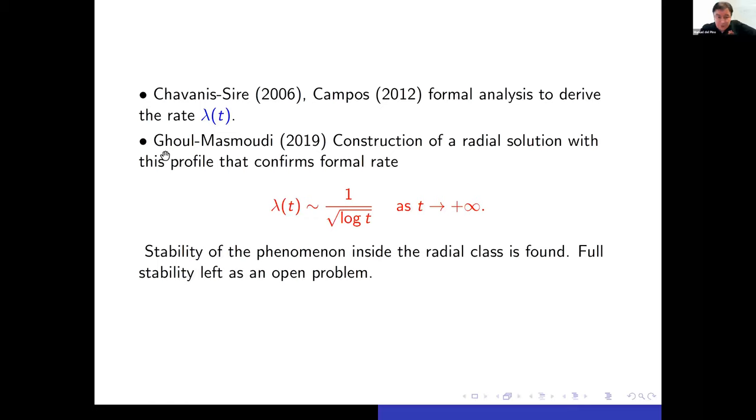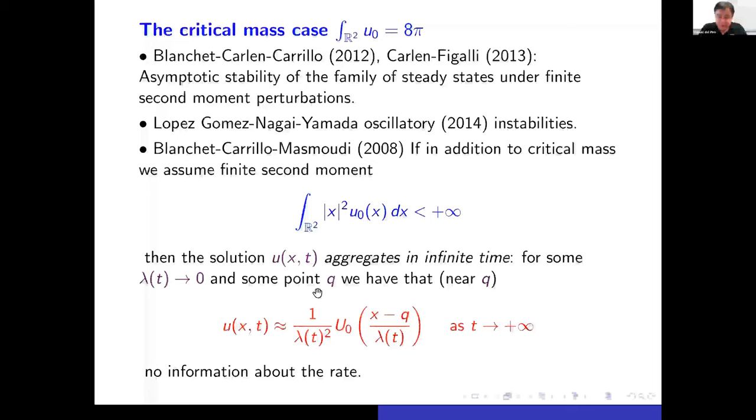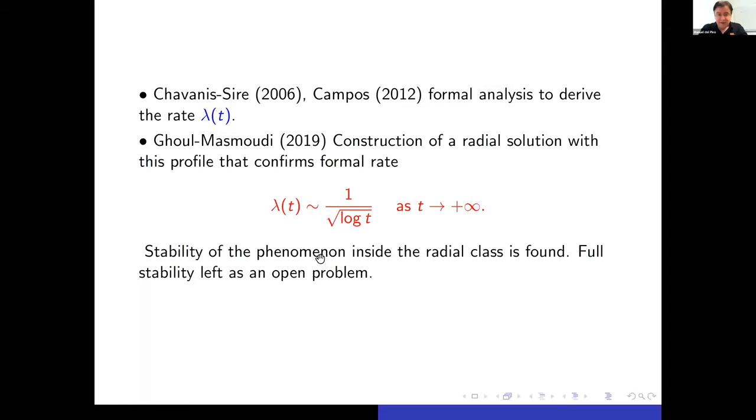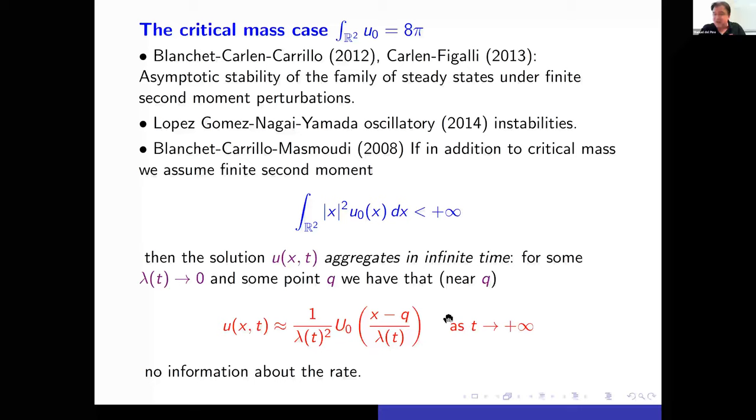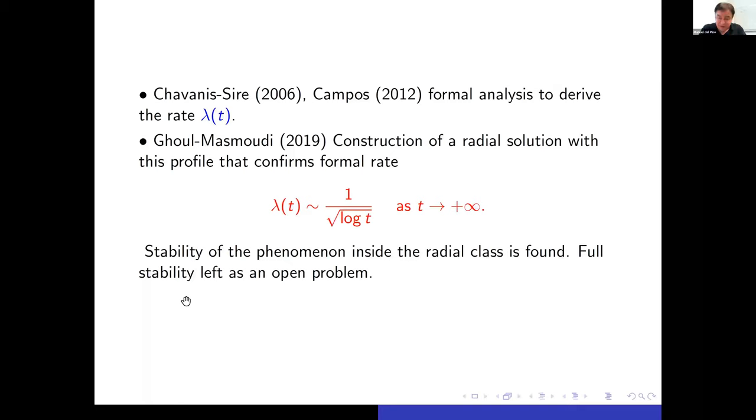Davila, del Pino, Dolbeault, and Musso, the paper was recently published, but the preprint comes from a little earlier. They managed to build a true radially symmetric solution with this profile. With this profile, I mean this one, in which lambda of t is this 1/√log of t, yeah? They also managed to establish stability of this blow-up phenomenon, of this type of profiles, inside the radial class. Let me emphasize that, because this phenomenon here, in fact, holds for any initial condition with mass 8 pi, not just radially symmetric things. However, the stability of the radial profile that they constructed is only known in the radial class. Full stability, in fact, they were explicit to state that they didn't find it.